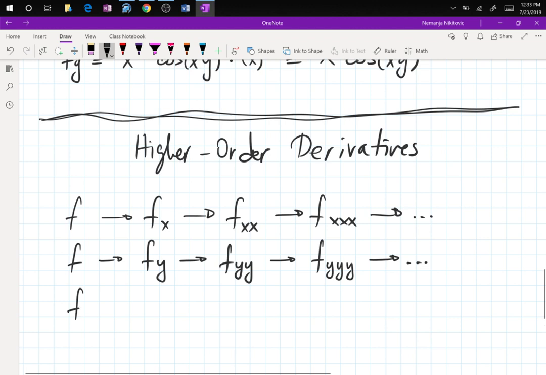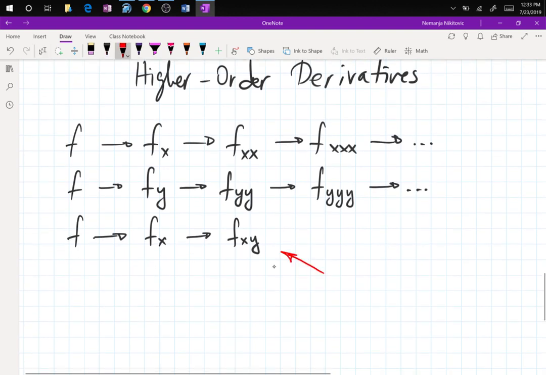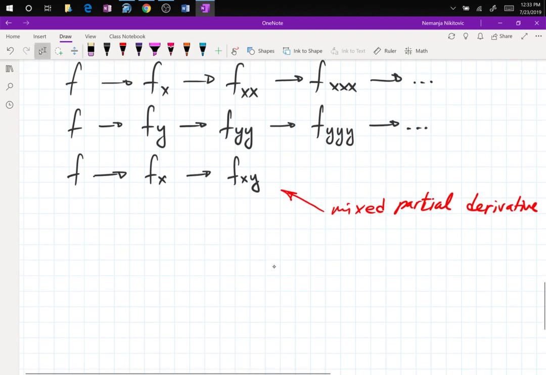Finally, you can have a function and then partial derivative in respect to x, and then look at this. You took the first derivative in respect to x, but the next one is taken in respect to y. This is called the mixed partial derivative. Now let's take a look at some of these creatures.